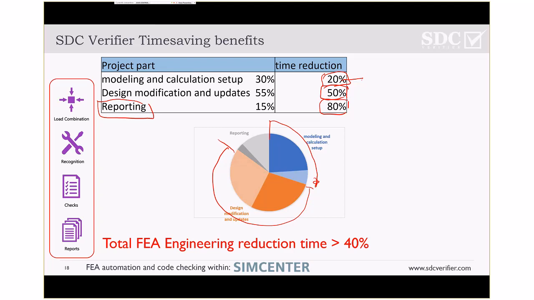So overall, if you save 50% typically on the design updates, 20% at the initial phase and 80% in the reporting phase, the overall FEA engineering time is reduced by more than 40%. I think that is quite a good argument to use SDC Verifier, even if you do not do any code checks at all.